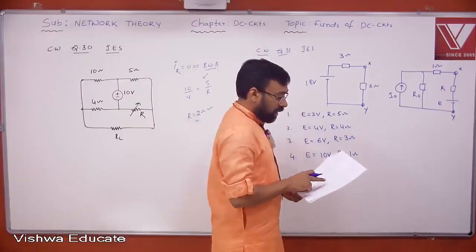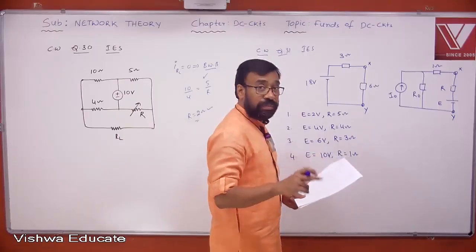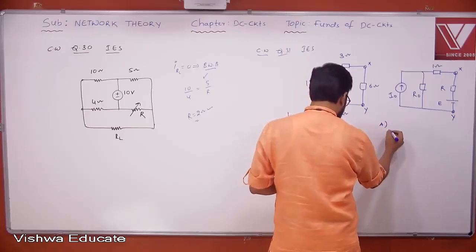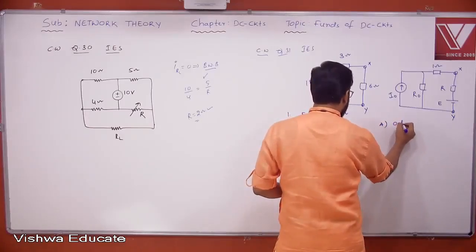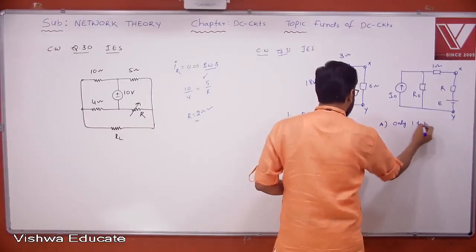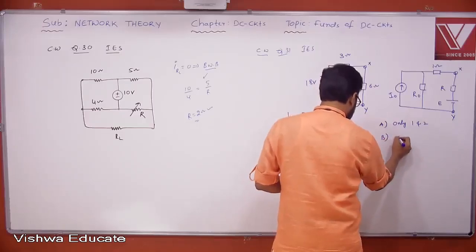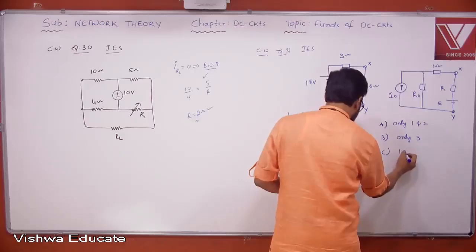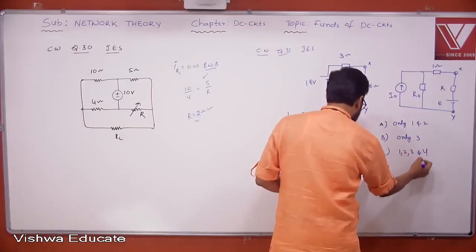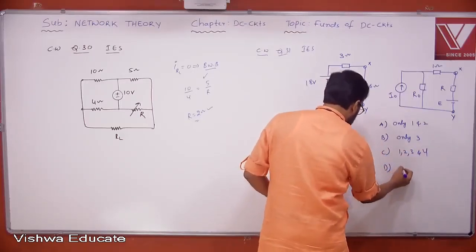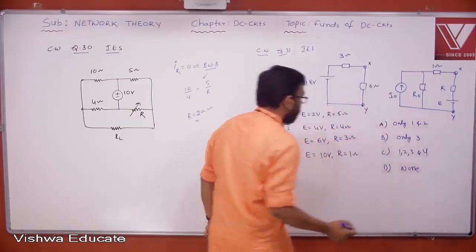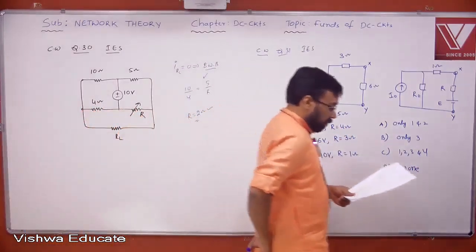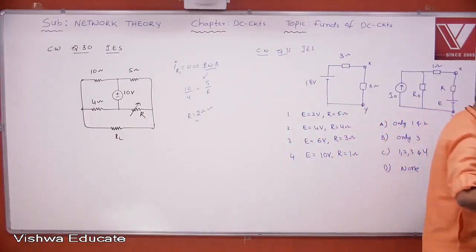So what is given actually here? Select the correct one using the code given below. A. Only 1 and 2. B. Only 3. C. 1, 2, 3 and 4. D. None. Okay, this is the question given, right? I think all of you might have understood already the question given.